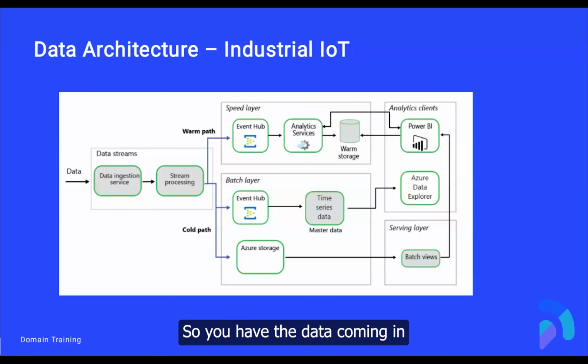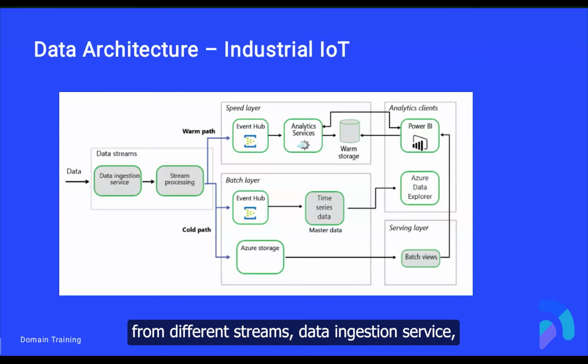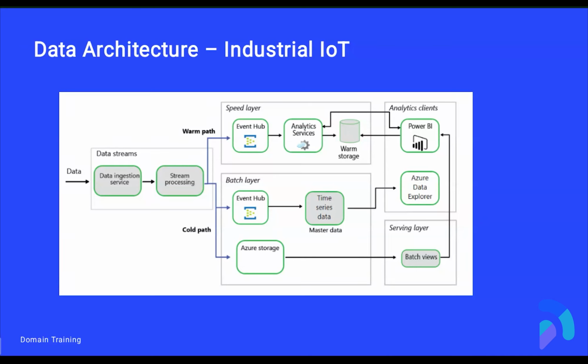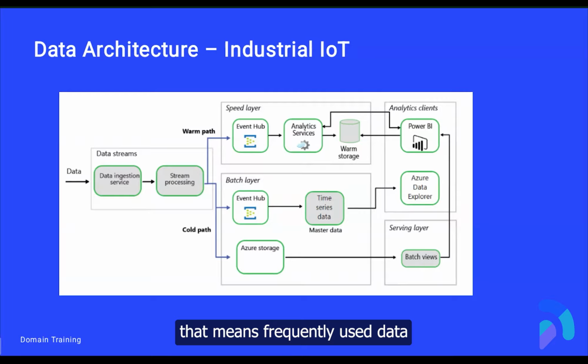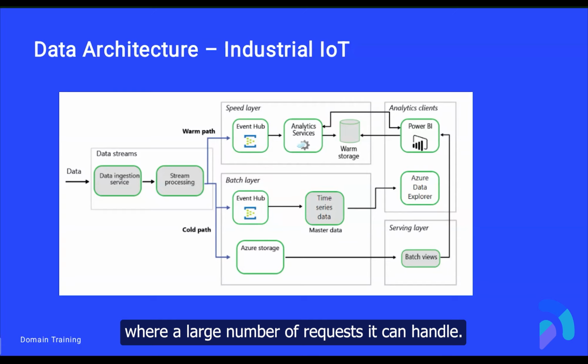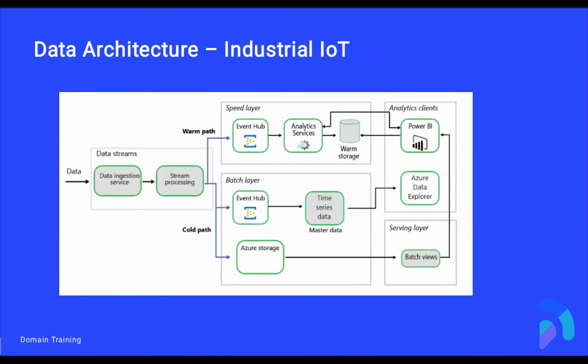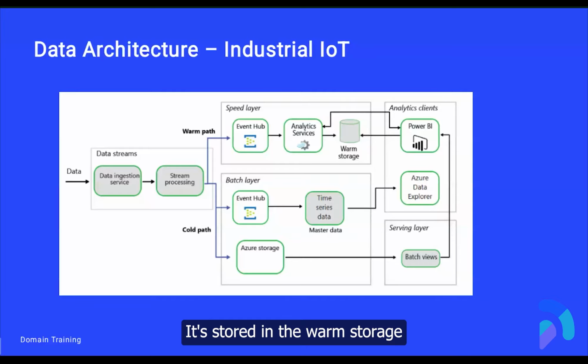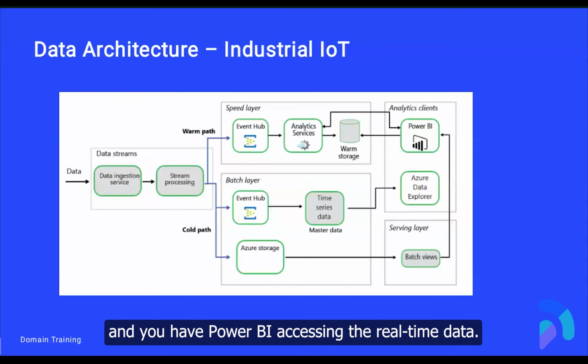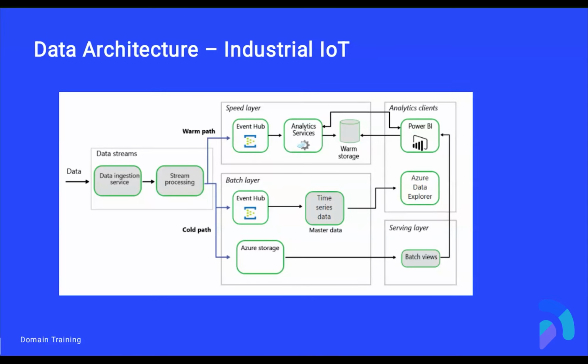You have the data coming in from different streams, the data ingestion service, and then you have the stream processing. As we discussed before, there is a warm path, that means frequently used data or the streaming data. It goes to different services like Azure Event Hub, where it can handle a large number of requests. Then it is sent to the Azure Analytical Services. It's stored in the warm storage, and you have Power BI accessing the real-time data.